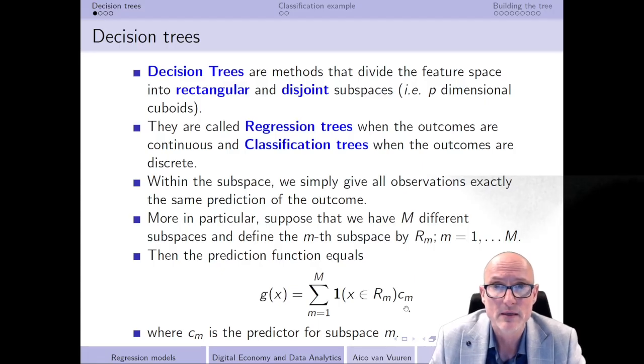So that means that we have one particular class, say class number 3, which is most frequent in this subspace among the observations that we have, and then for any x that is going to be in that subspace, we are going to predict class number 3.